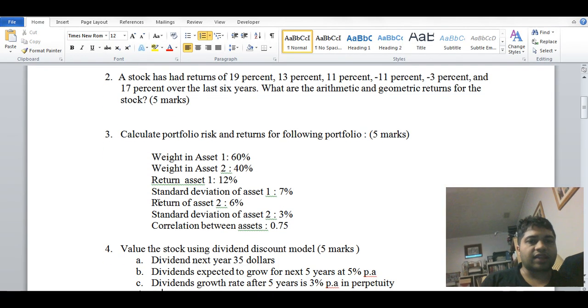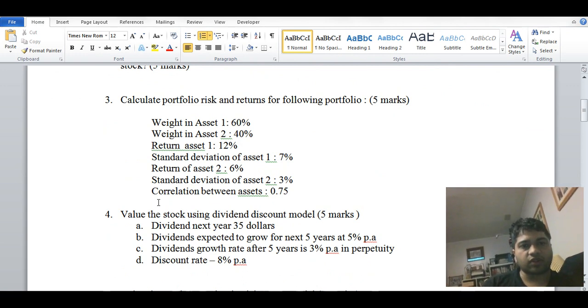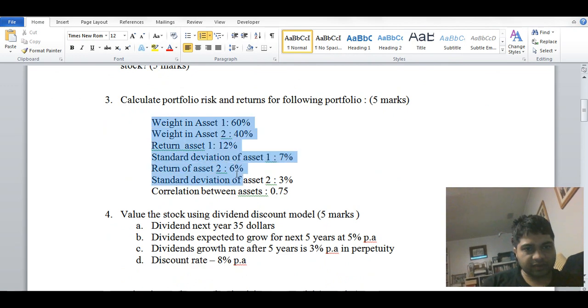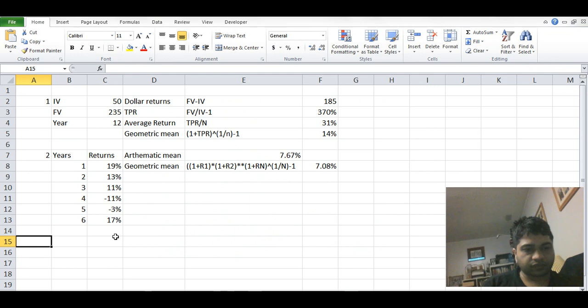The third one: calculate portfolio risk and return for the following portfolio. They have given weights, so I'll just copy paste it and then we can solve it.